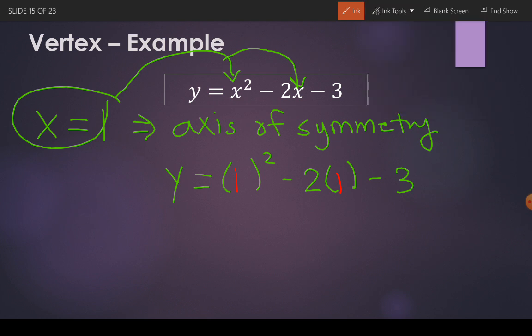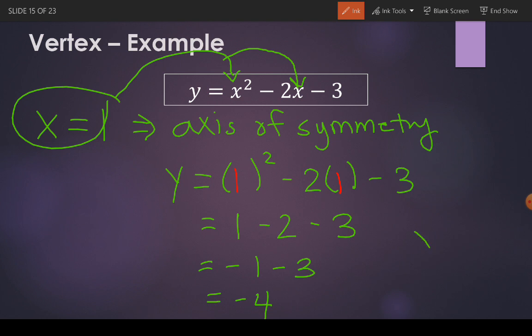So now let's go through and simplify. So 1 squared is 1, minus 2 minus 3. This is 1 minus 2. We have to do order of operations, so simplify from left to right. Negative 1 minus 3. And this is equal to negative 4.